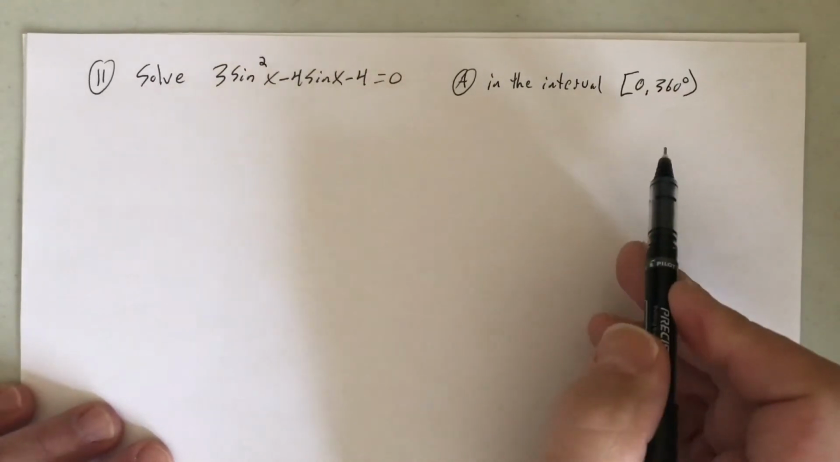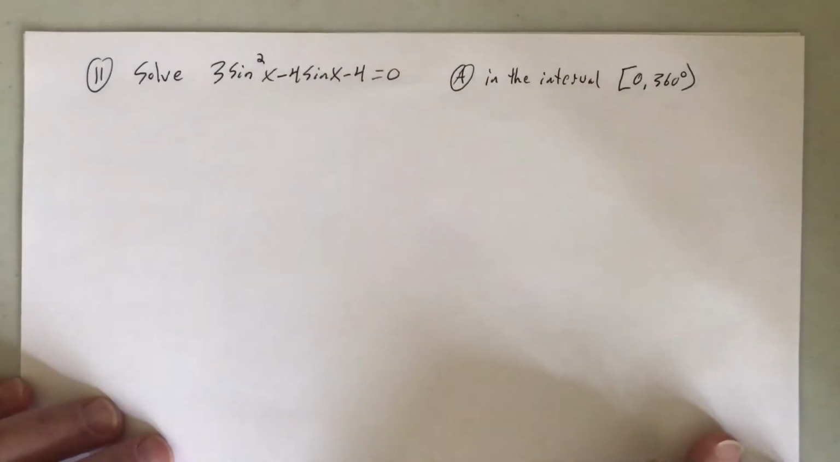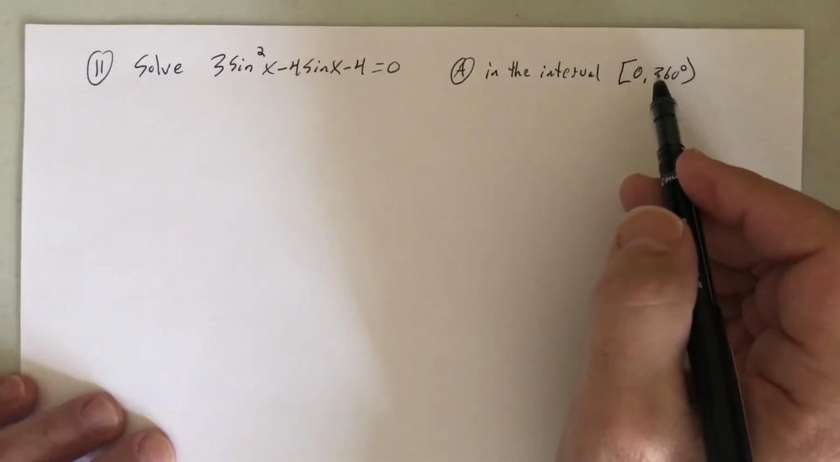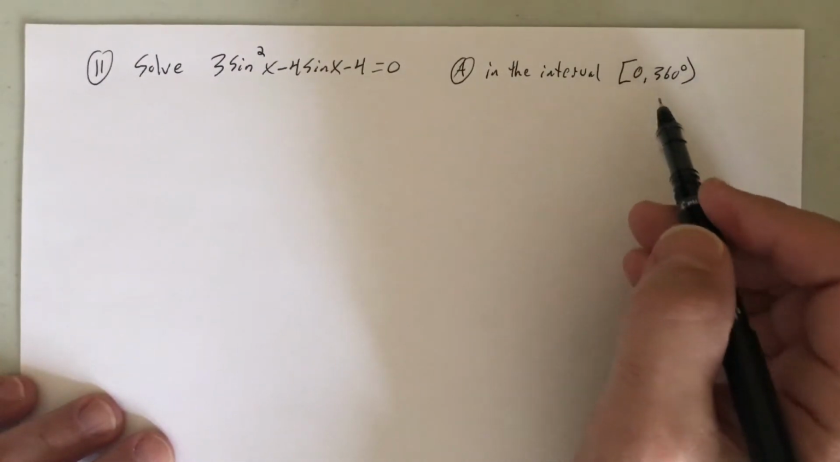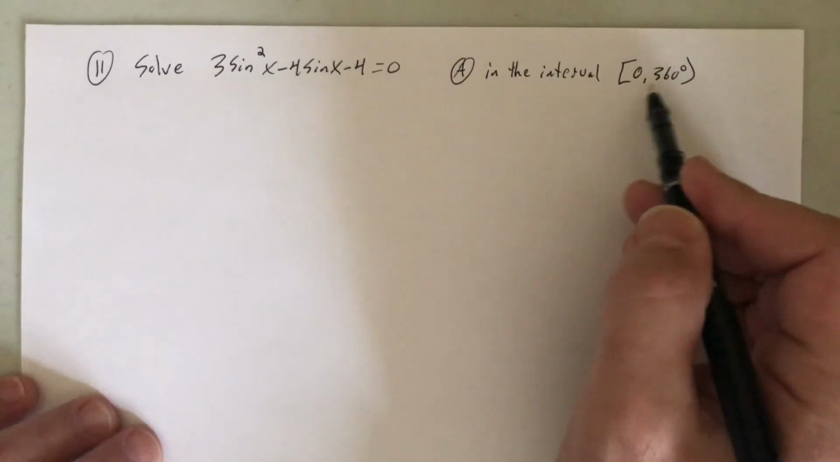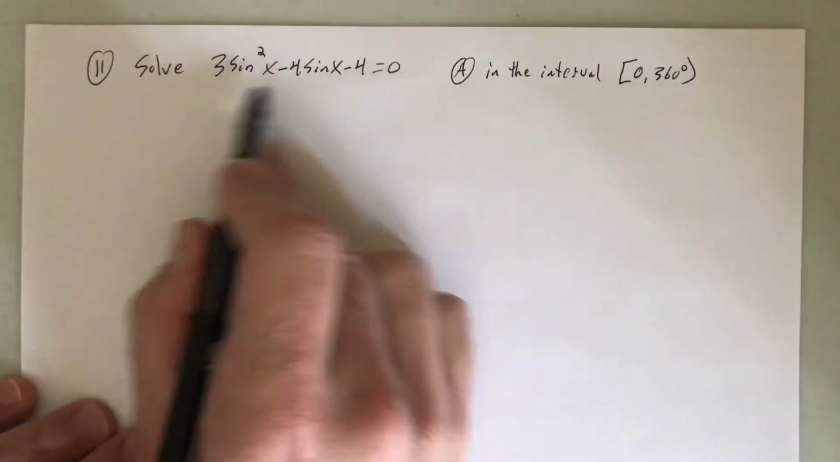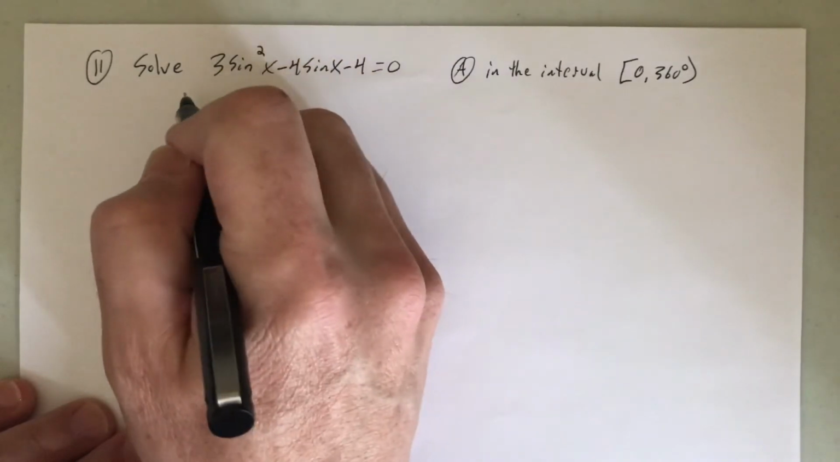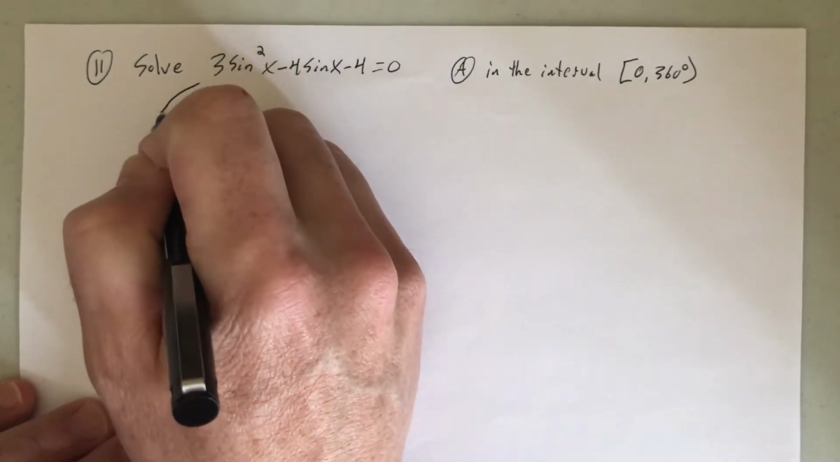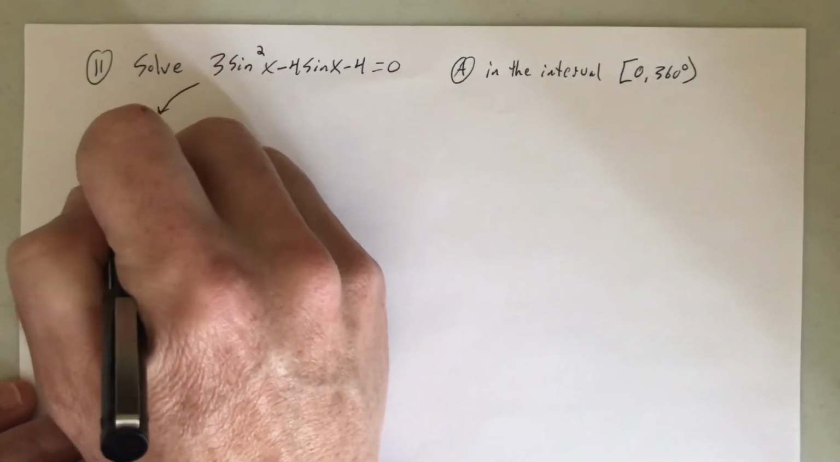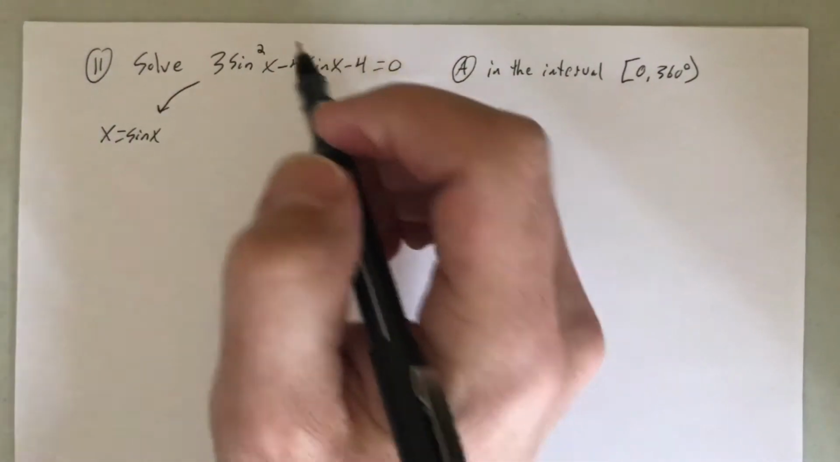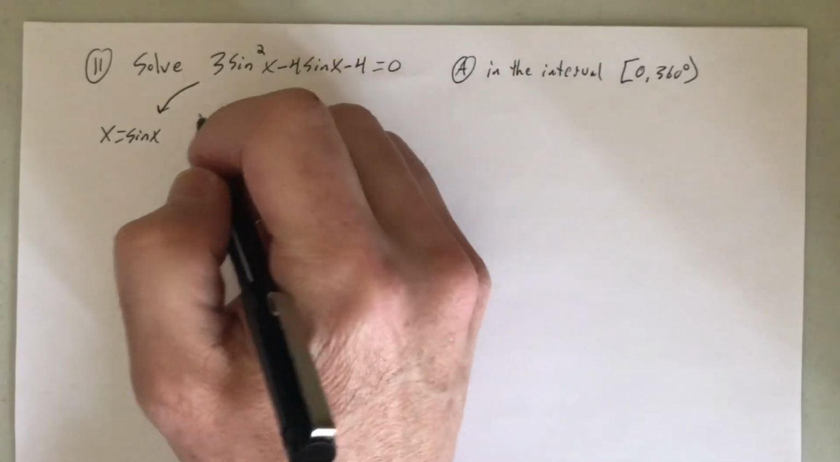Now notice I didn't put 0 to 2 pi, I actually wrote it in degrees. That's because our answers are going to be in degrees and they're going to be rounded to the nearest hundredth. That's why I specified it this way. So again, this looks like a quadratic, which means we can factor it. So I'm going to go ahead and do my substitution, x equals sine x, and take a sip of coffee too.